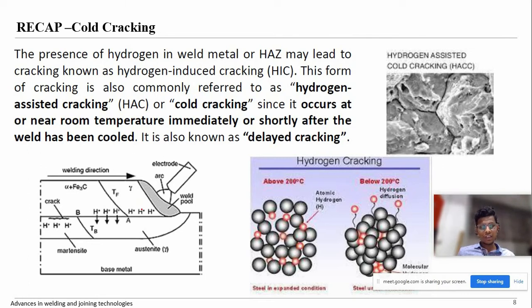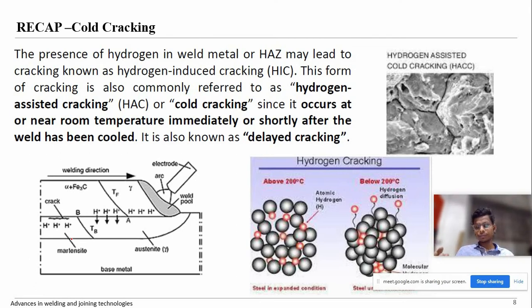Once it is done, cooling happens. This arc will move away and cooling happens. After this diffusion, what happens if the temperature is decreasing? At low temperature, this atomic hydrogen is not stable because the solubility will be reducing. The solubility of the solid metal is less than the liquid metal. So the liquid metal absorbs more atomic hydrogen.